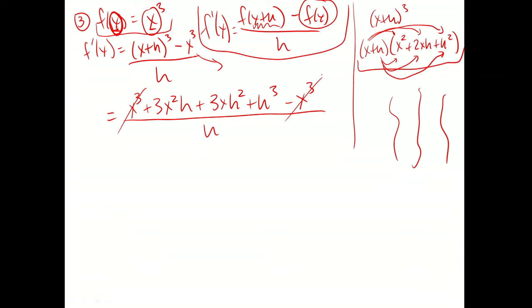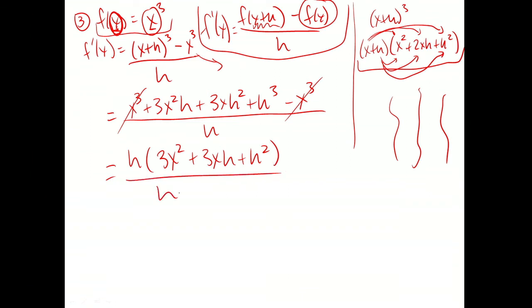Just like as promised, you can factor an h out of each of those 3 terms that's left in the top, because they each have at least one h to give. So if I factor, I'd end up with h, and then what's left? 3x squared, 3xh, and h squared, I think. And I'm still dividing everybody by h. That's the end of step 2.